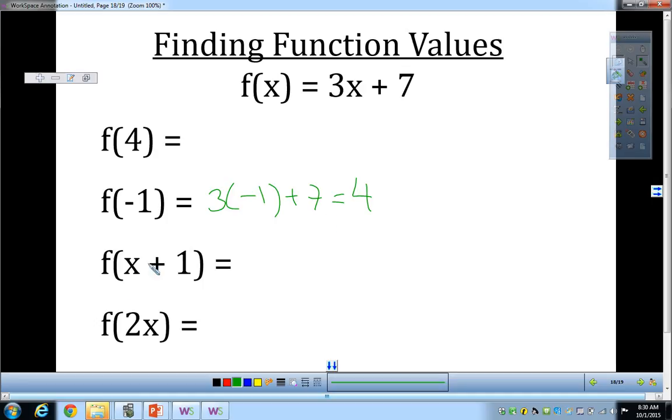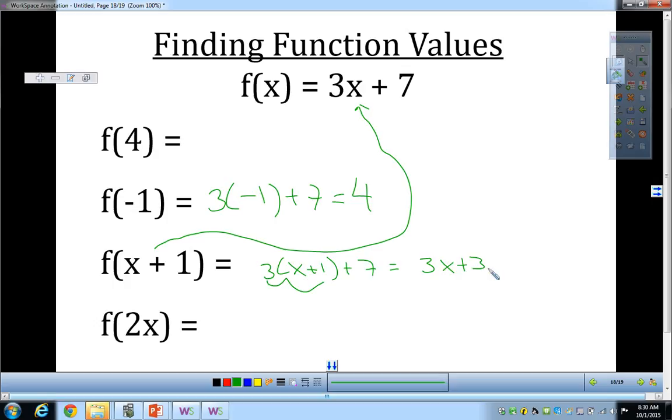Okay? f of x plus 1 is a little bit trickier. So what do you do with something like this? You take it and you plug it in for x. Which seems kind of weird, but you plug in x plus 1 for x. So f of x plus 1 looks like 3 times (x plus 1) plus 7. And then you simplify. So you have to distribute through, right? So you get 3x plus 3 plus 7, which gives you 3x plus 10.